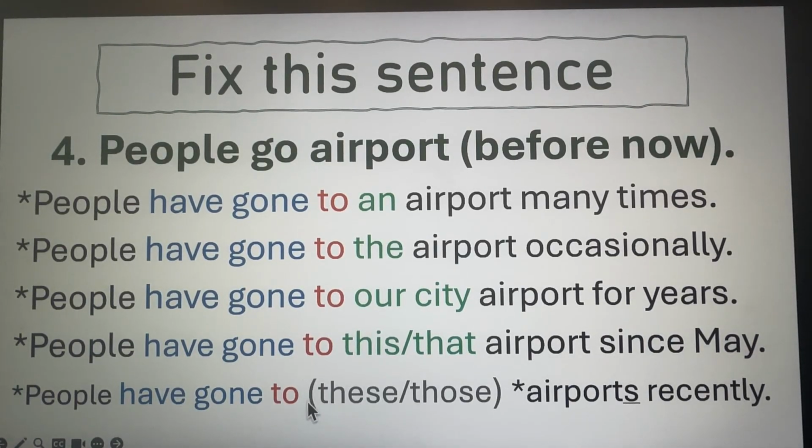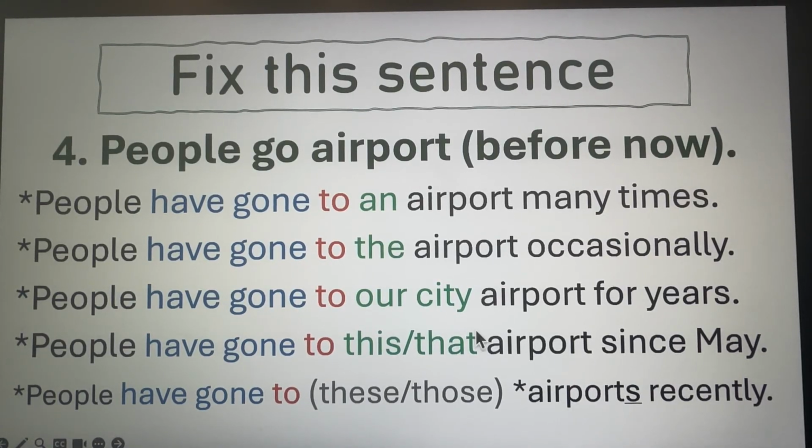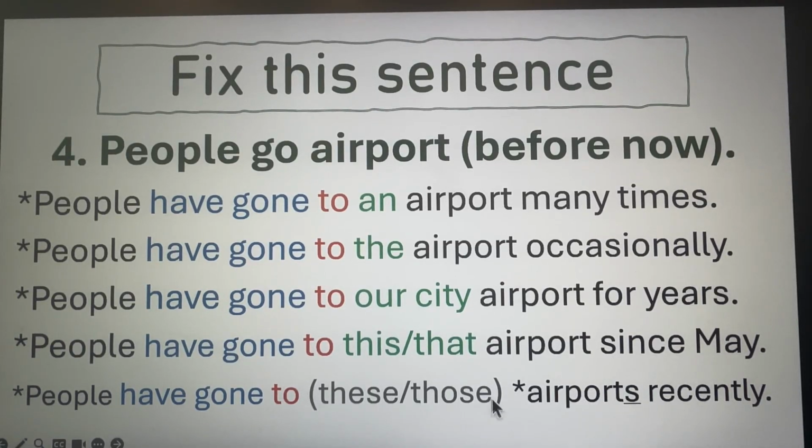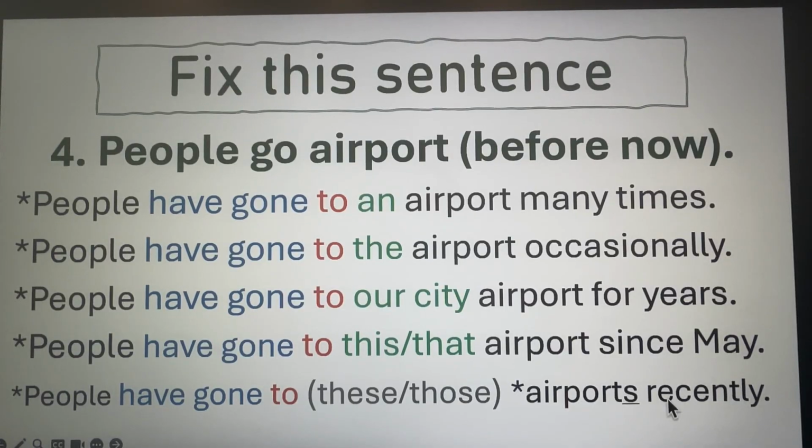People have gone to. Now I made airports plural. Now I don't have to have one of those words. I could, such as these airports and those airports. This is grayed out because we don't have to have it. People have gone to airports recently. Rather than bus stations or train stations, they went to airports. People have gone to airports recently, and it's plural. See the S. So I could say the airports, but I don't have to.